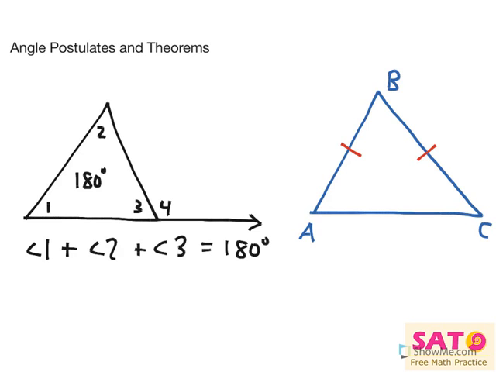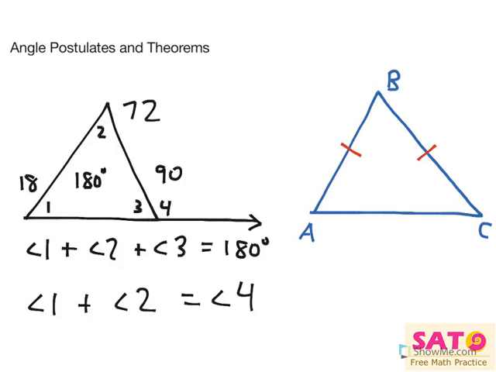Let's test it out. So angle 1, let's say, is 18, and angle 2 is 72, that adds up to 90, and angle 3 must be 90. And for angle 4, we have to use another theorem here called the exterior angle theorem, and that says that if you add up the two angles that are not adjacent, which means not next to it, it would be the angle measure for angle 4. So angle 1 plus angle 2 equals angle 4. So angle 4 in this case would also be 90.